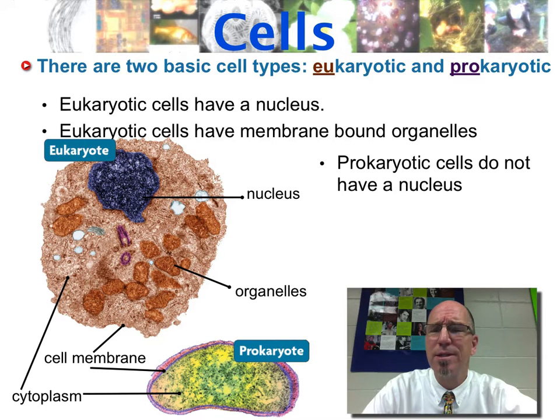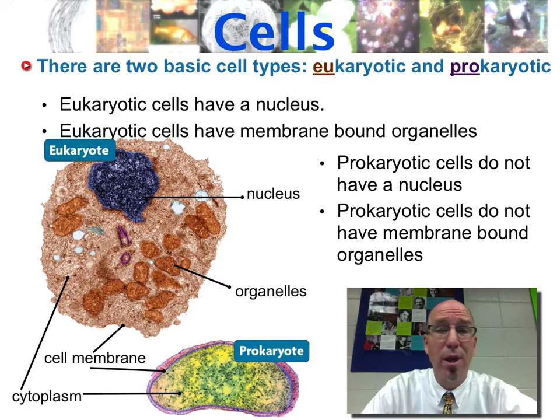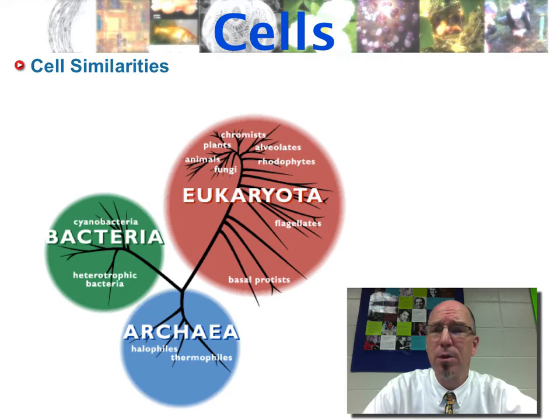Prokaryotic cells, not so much. Prokaryotic cells do not have a nucleus. They don't have any membrane-surrounded organelles. So those are differences between eukaryotic and prokaryotic cells. There are some similarities, though. We all have some common ancestry.